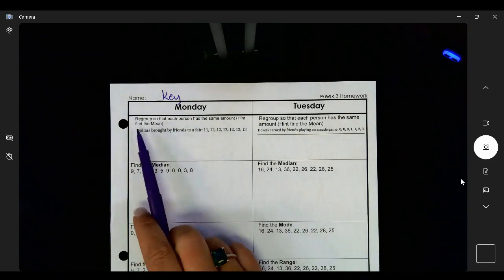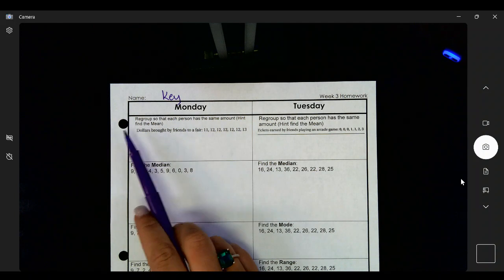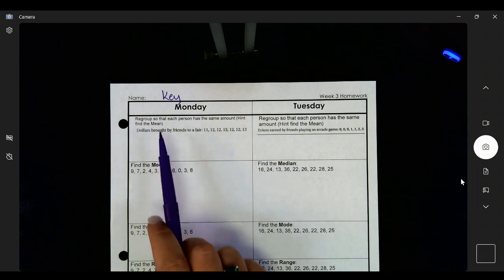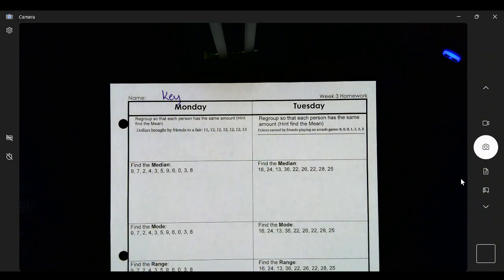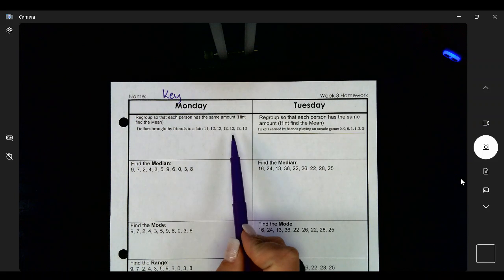The first problem says regroup so that each person has the same amount. Hint, find the mean. I don't know if you guys remember back 2 weeks ago when we started talking about going fishing and how we all had different number of fish and how we wanted to make sure that everybody got the same amount at the fish fry. The steps that we did was you told me that we had to add all these together and divide by how many numbers we have.